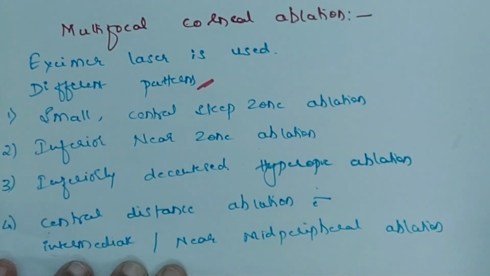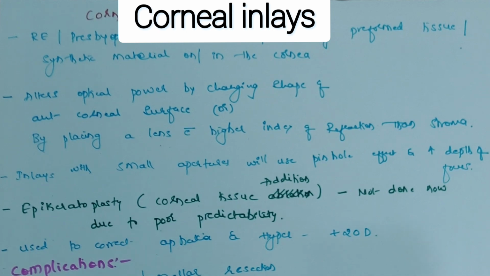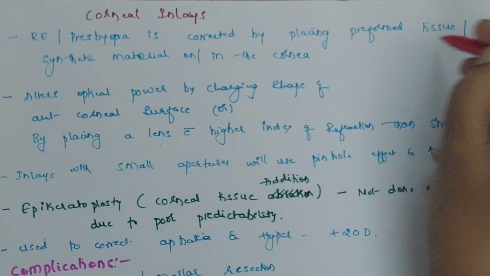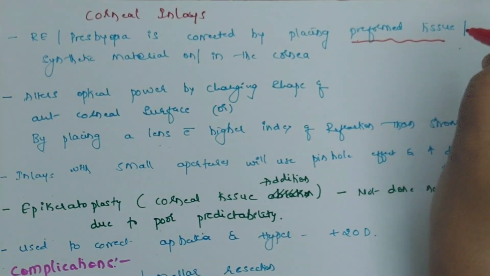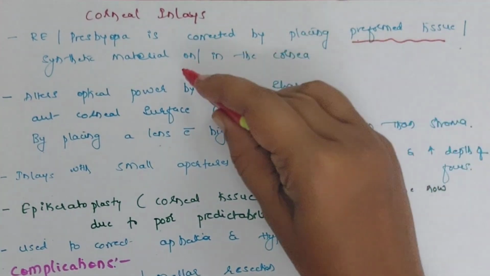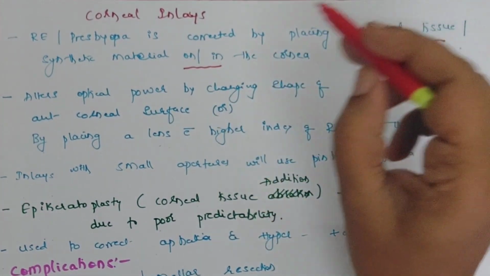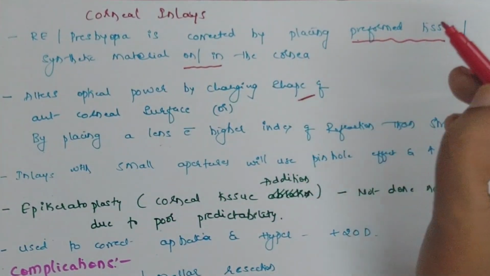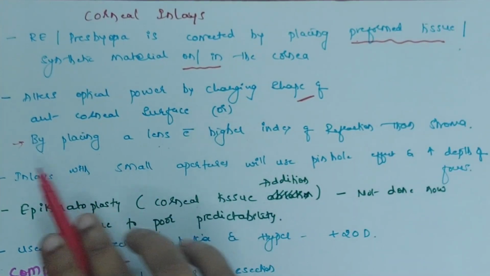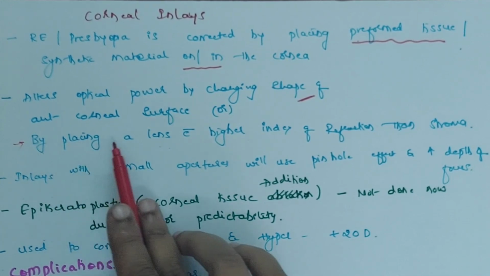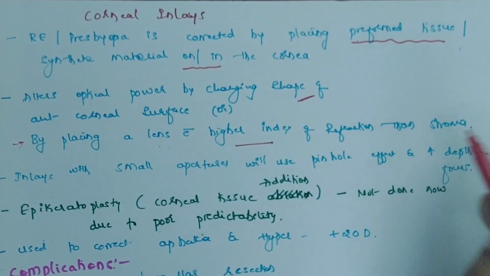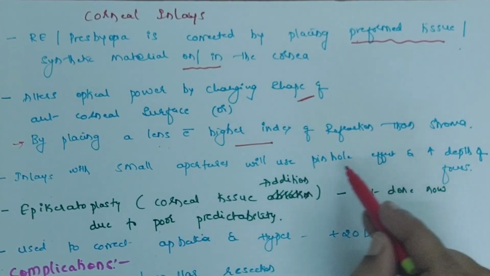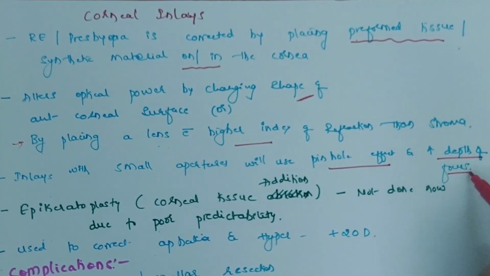Okay. Moving on to next treatment, that is the corneal inlays. Here the refractive error of the presbyopia is corrected by placing some preformed tissues or the synthetic material on or in the cornea. So this will alter the optical power by changing the shape of the anterior corneal surface. And the power of the cornea can also be changed by placing a lens with a higher index of refraction than that of the stroma. So inlays with a small aperture will use the pinhole effect and thereby increase the depth of focus.